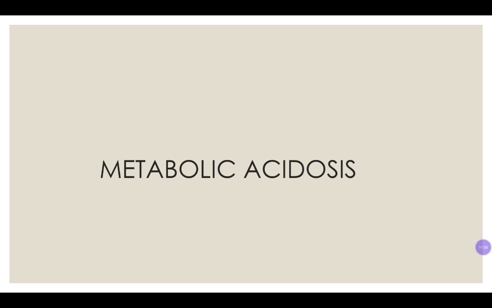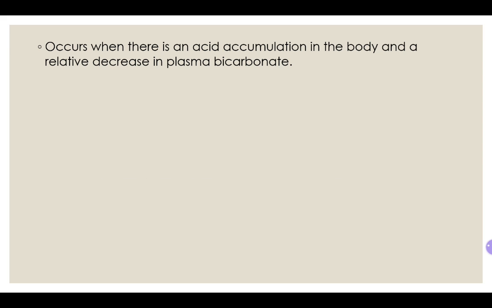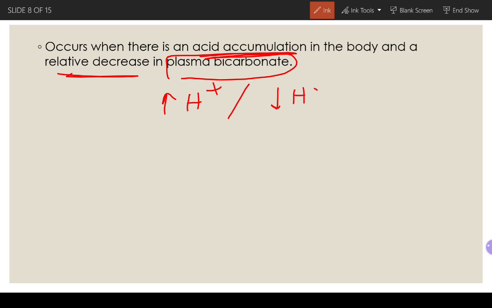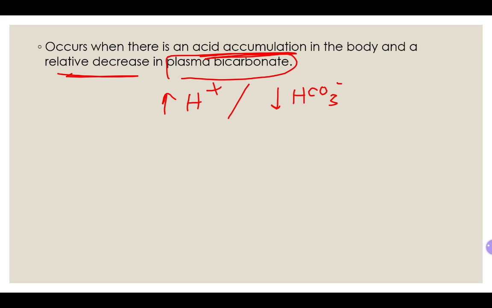Okay, so next let's talk about metabolic acidosis. So what exactly is metabolic acidosis? Metabolic acidosis is when there is an acid accumulation in the body, that is systemic acid accumulation, or there's a relative decrease in the plasma bicarbonate, that is there's an increase in H plus or a decrease in HCO3 minus. Okay, so this is the basic picture of metabolic acidosis.